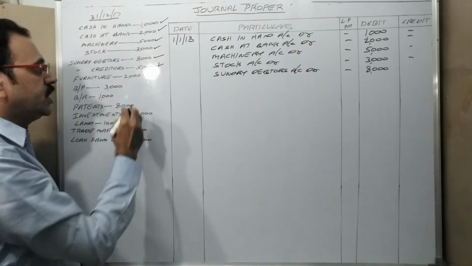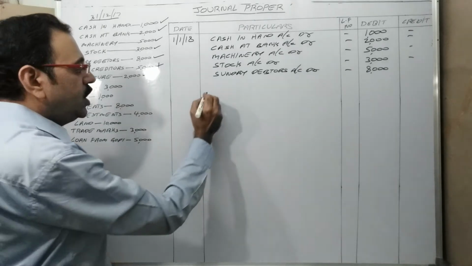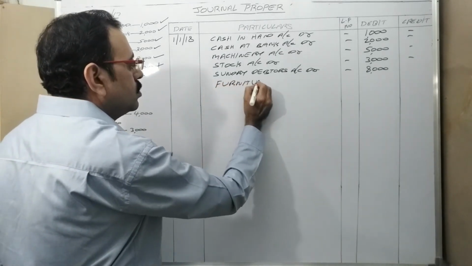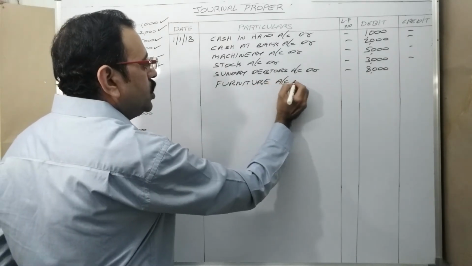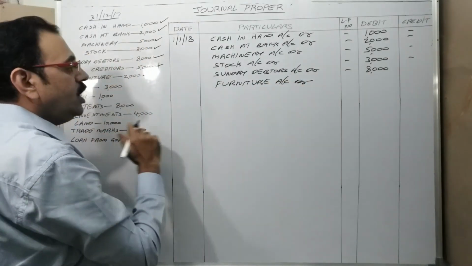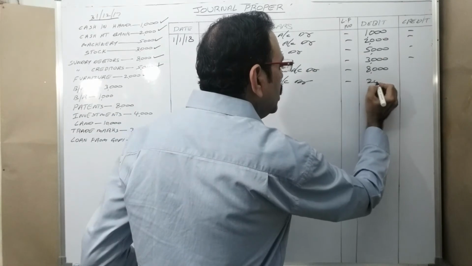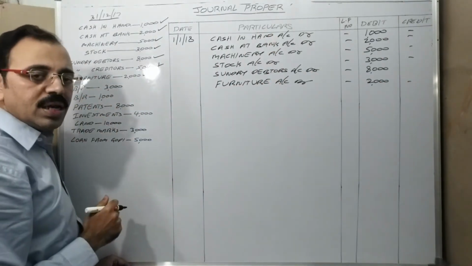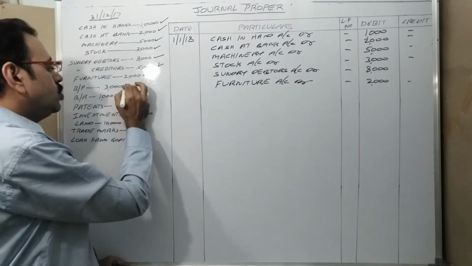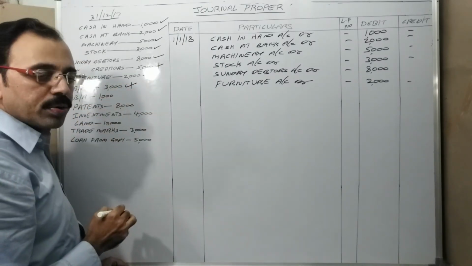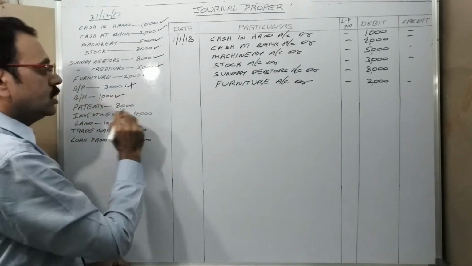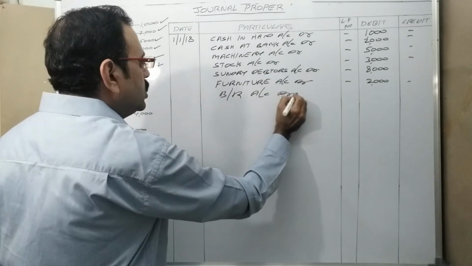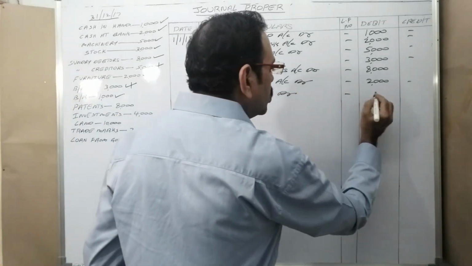Then furniture, it is an asset. Therefore it should be debited. Furniture account debtor. Amount is 2,000 rupees. Then bills payable is a liability. We should credit it. Ignore. Bills receivables. We should write that. Bills receivables account debtor. 1,000 rupees.